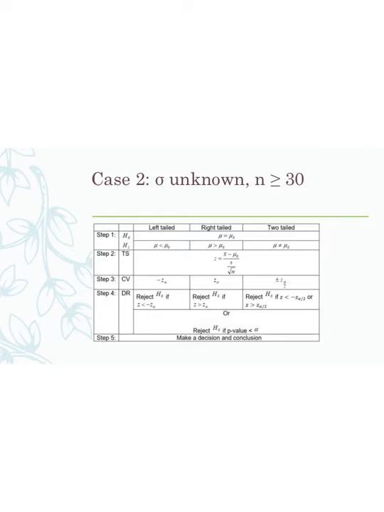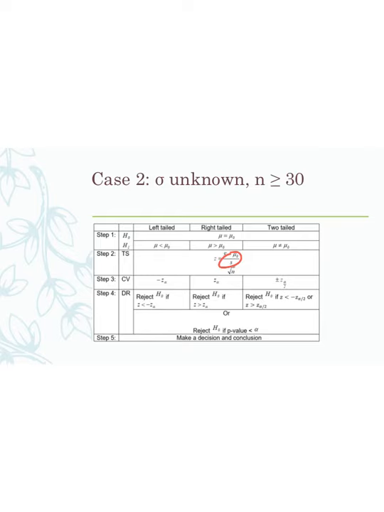Okay, so the difference between today and yesterday is only at this part. We're going to use s because the population standard deviation is unknown. And then the third step is the critical value. For the left tail, we have negative Z alpha, for the right tail Z alpha, and for the two tail, we have plus minus Z alpha over 2. Remember, you should divide alpha by 2 for the two tail case.